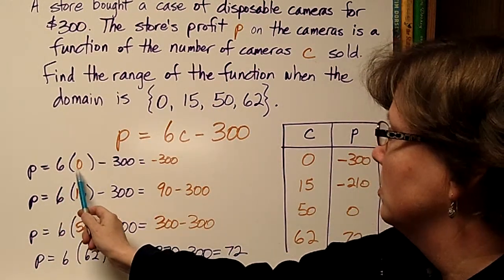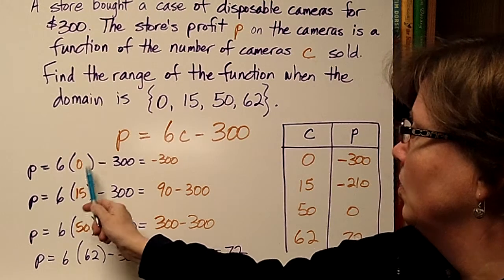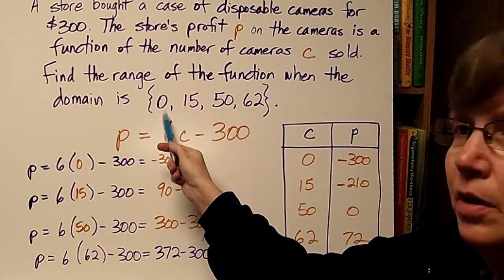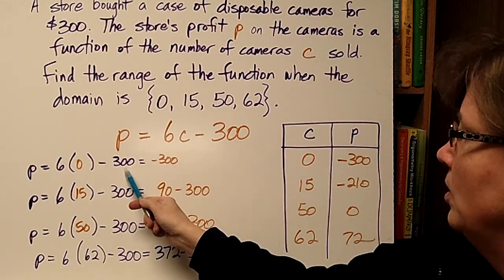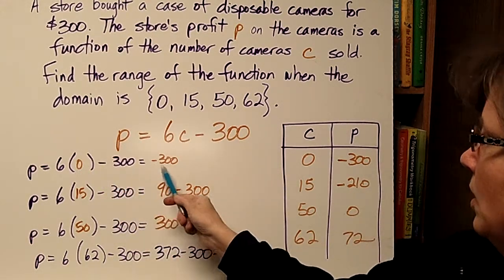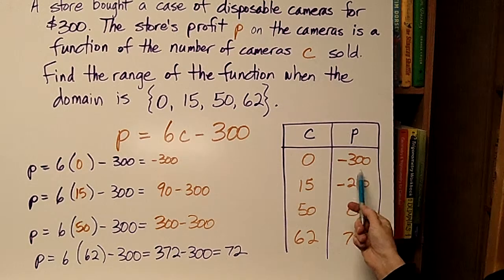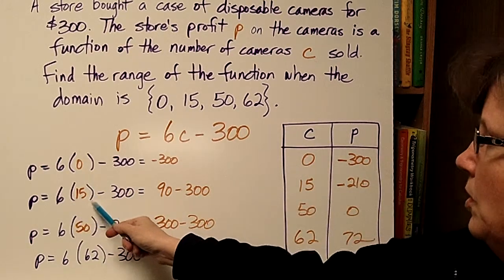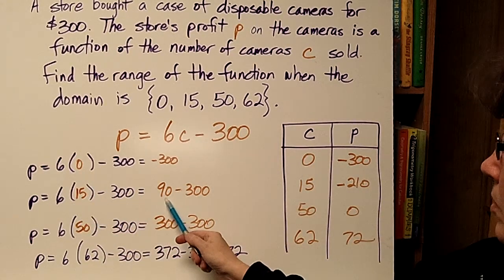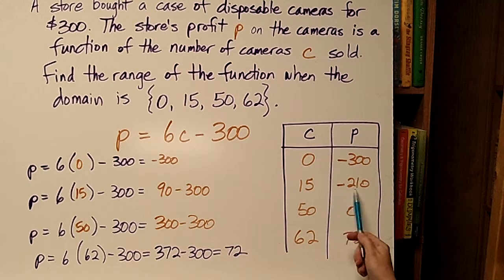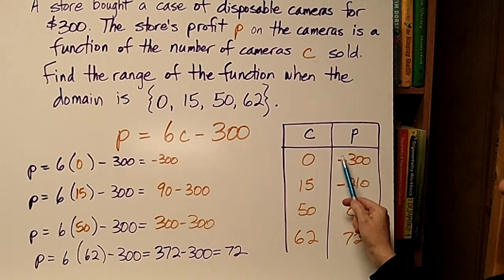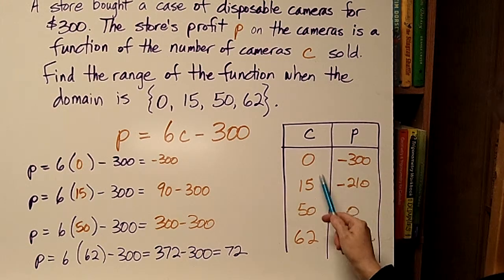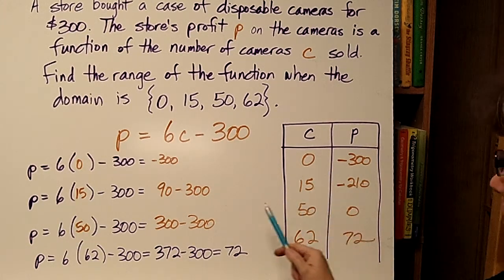P equals 6, and instead of C, we're going to input the first value of our domain. So 6 times 0 minus 300 would be 0 minus 300, which gives you a negative 300. 6 times 15 minus 300 would give us 90 minus 300. We're still in the negative numbers. The store has yet to make any profit. They have to sell more than these number of cameras.